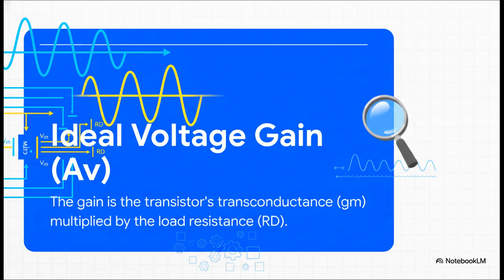You can kind of think of gm as a control knob. It tells you how good the transistor is at turning an input voltage into an output current. The bigger the gm, the more gain we get. But, as you'll see, this simple formula is hiding a few secrets.